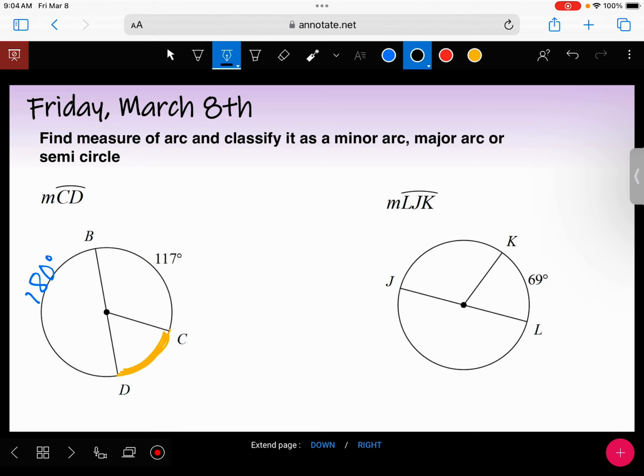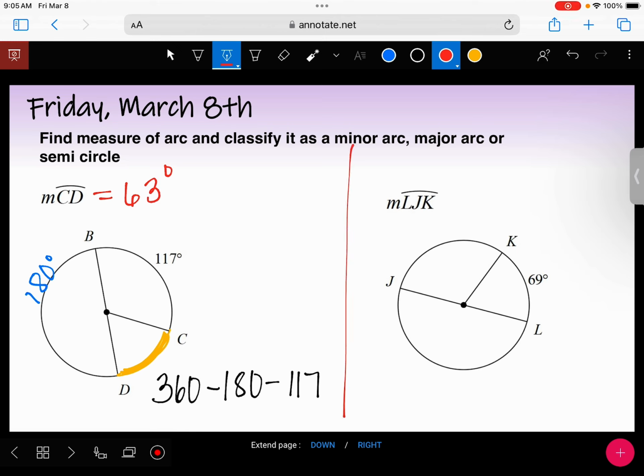Verify it with you guys. Make sure we're all getting the right answer. So if we take 360 minus 180 minus 117, who got 63? All right, good. So that would be the measurement of arc CD.